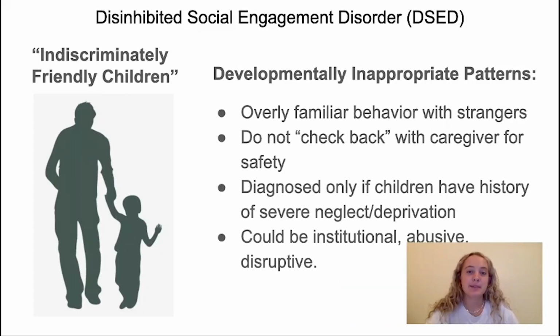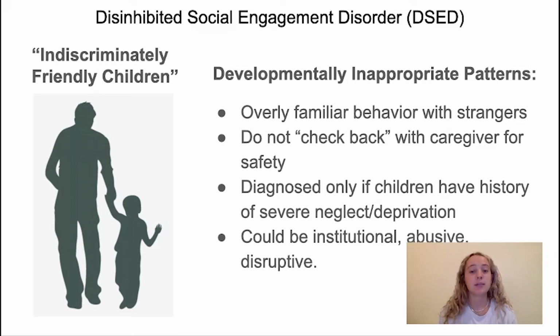Okay, so disinhibited social engagement disorder is another attachment disorder, and children with it show culturally and developmentally inappropriate patterns. This is characterized through overly familiar behavior with strangers. Around 6 to 7 months, children will start to show wariness of strangers, and children with this disorder don't. They will often talk to strangers, make inappropriate physical contact, like sit on laps, hold hands, and wander off without the caregiver's permission. Normally around this age, typically developing children will check back with their caregiver if the situation is uncertain, and children with this disorder don't check back for safety or anything.